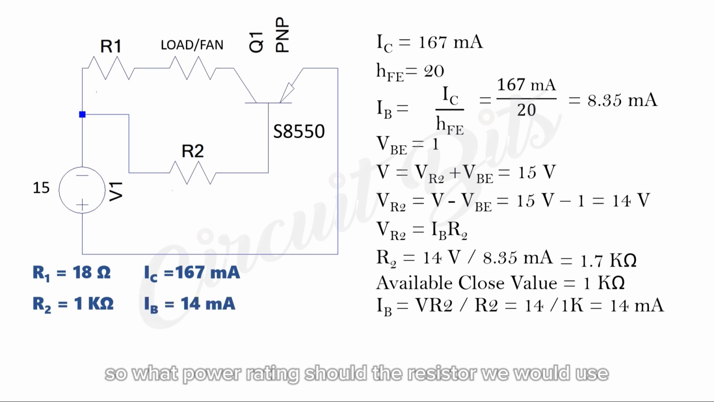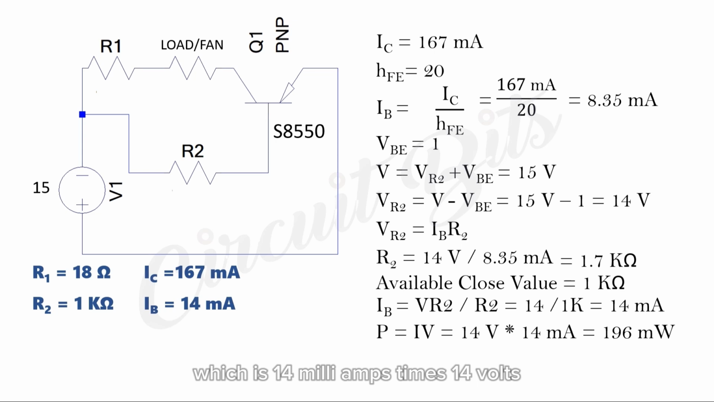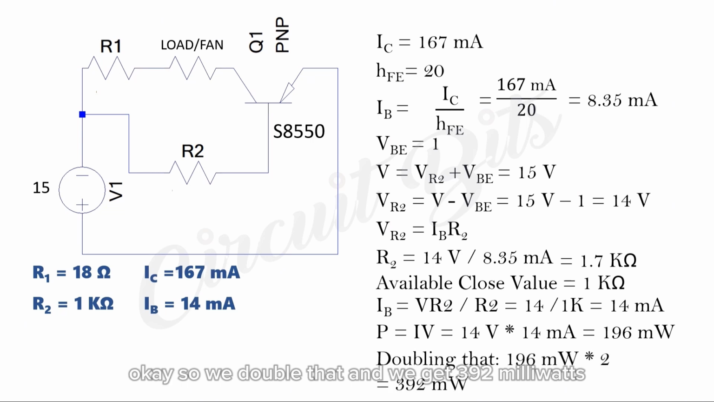So what power rating should the resistor we would use have? We find that by P equals IV, which is 14 milliamps times 14 volts, and we have 196 milliwatts. Okay, so we double that, and we get 392 milliwatts. So we can use the 1/4 watt resistor here.